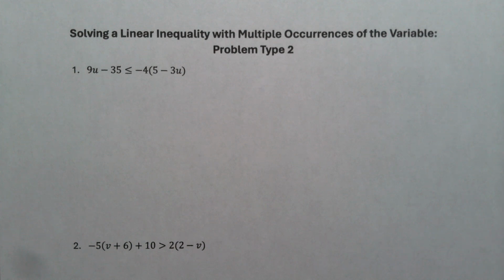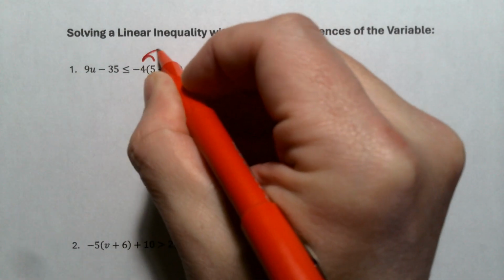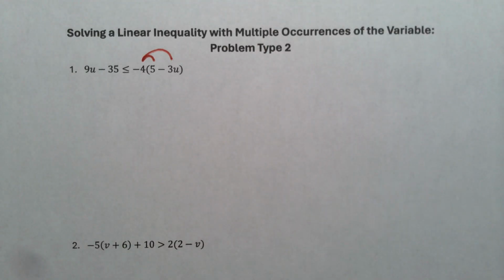In this video, we're going to be solving a linear inequality with multiple occurrences of the variable, and this will be problem type 2. I have another video for problem type 1. Okay, so our first problem, we have 9u minus 35 is less than or equal to negative 4 times 5 minus 3u. The first thing I want to do is distribute this negative 4 to this parentheses here.